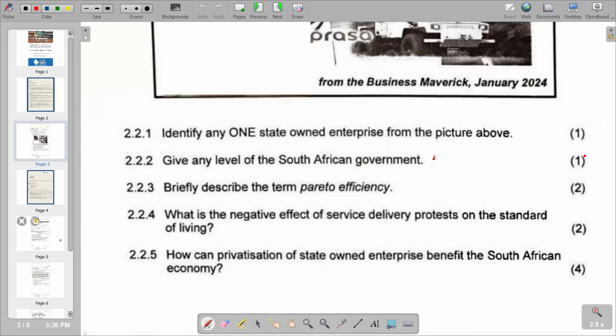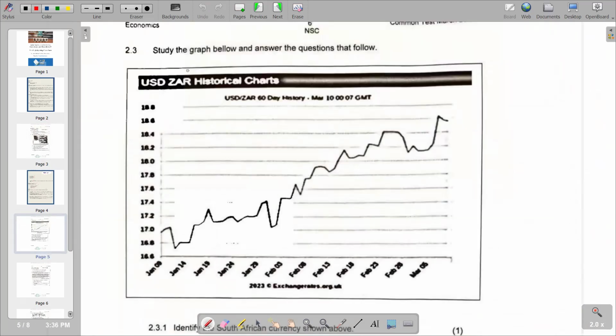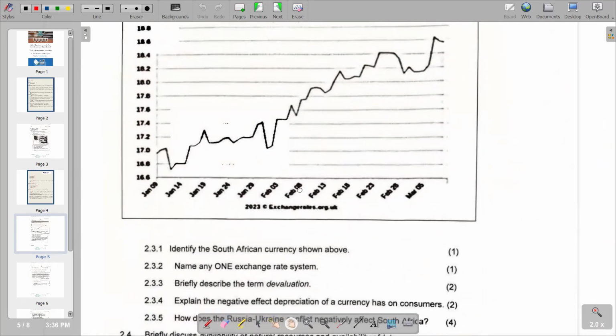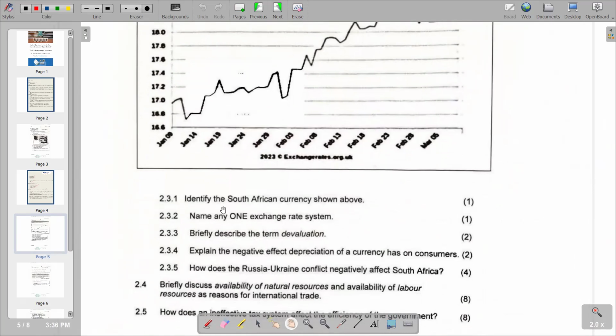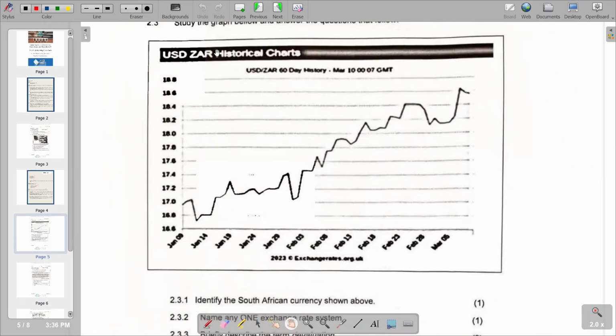So moving on to the next question, which is going to be 2.3. Study the graph below and answer the questions that follow. We are given a graph of USD ZAR historical charts. So you can see that this is the chart that we have. And then beneath that chart, first question 2.3.1 reads, identify the South African currency shown above. Obviously, the ZAR is the South African currency, which is the rand. Very clear as it is.